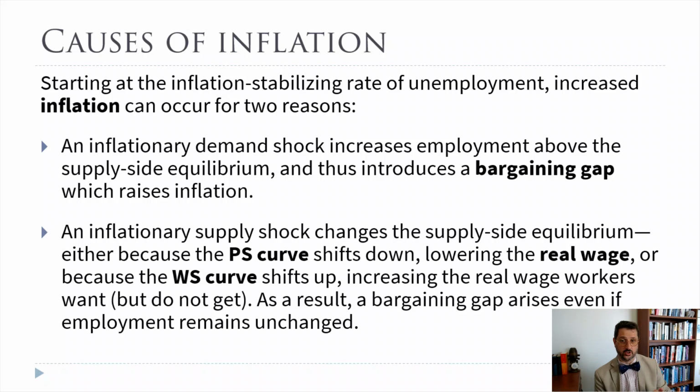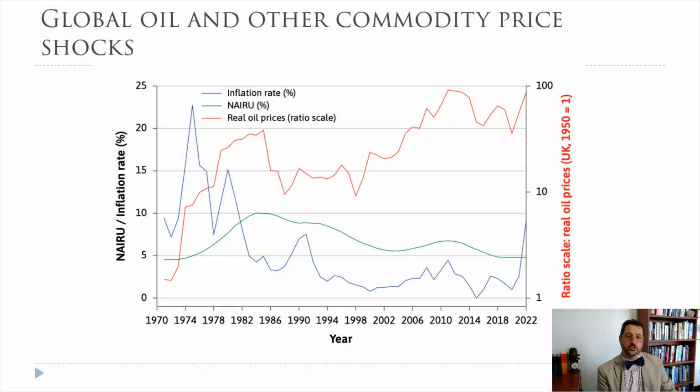The other potential cause of inflation is on the supply side, right? And so the supply side can either shift up the price setting curve, shift down the price setting curve or shift up the wage setting curve. And in those cases, we can get higher inflation if we don't adjust to that new supply side equilibrium. So one potential supply side shock is when there's a change to an important price in the economy. So often that price has been oil.